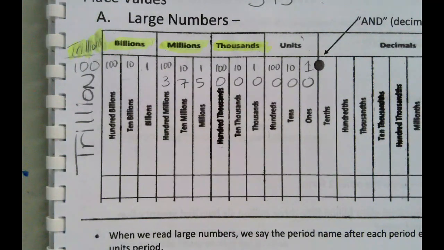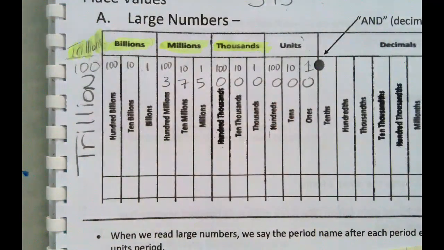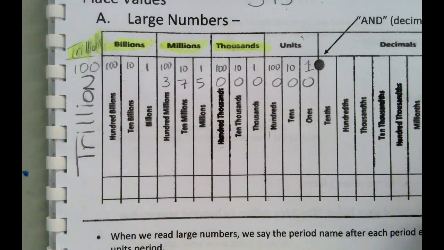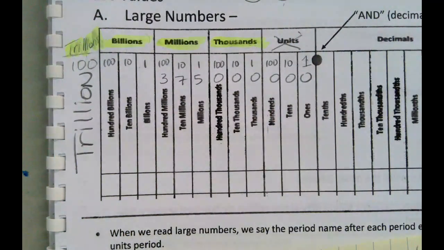Units, we don't really say units. That would be like me saying 375 units. We don't say 7 units, we just say 7. So this unit one, we don't actually say it, but that's where it is. It's that original 3-digit number that you learned back in grade 2 and 3.